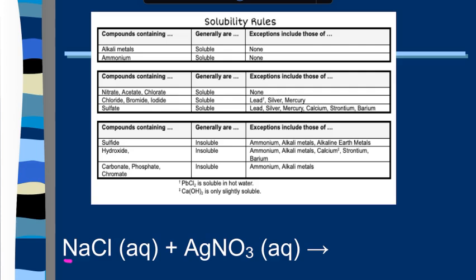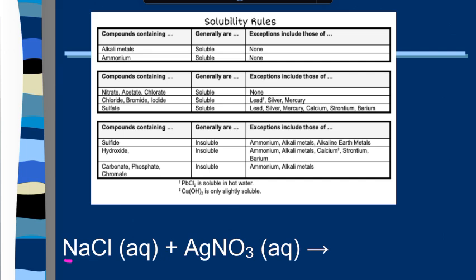If it's bonded to an alkali metal, it's soluble. And the same can be true for ammonium. Ammonium, no matter what it's bonded to, is always soluble in water. So alkali metals and ammonium will never be the precipitate. The other thing that will never be the precipitate is anything when it's bonded to an anion of nitrate, acetate, or chlorates. Those are always soluble with no exceptions.